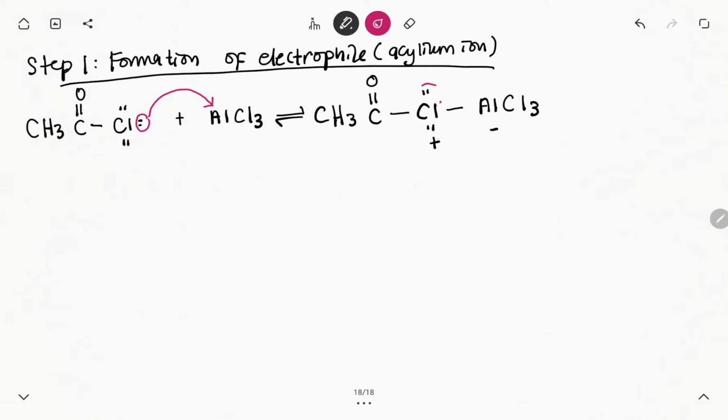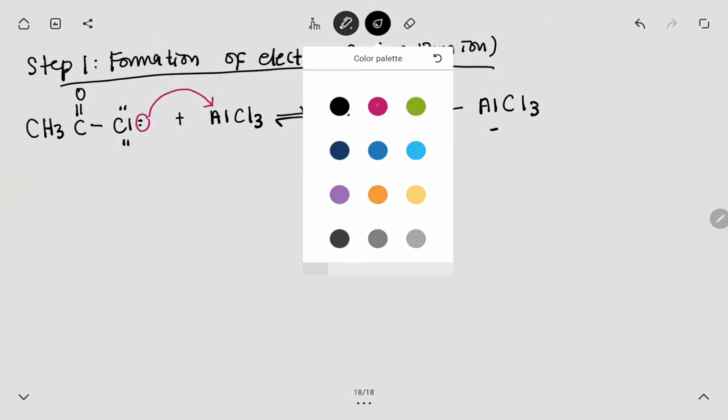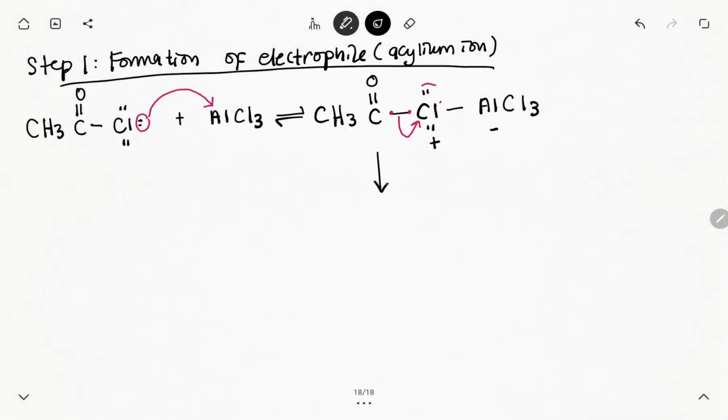This chlorine atom requires electrons. So what happens? The 2 electrons between carbon and chlorine go directly to the chlorine. So bond cleavage occurs, and we produce our electrophile species CH3, C double bond O, C plus, which is a carbocation, plus our side product AlCl4 minus.